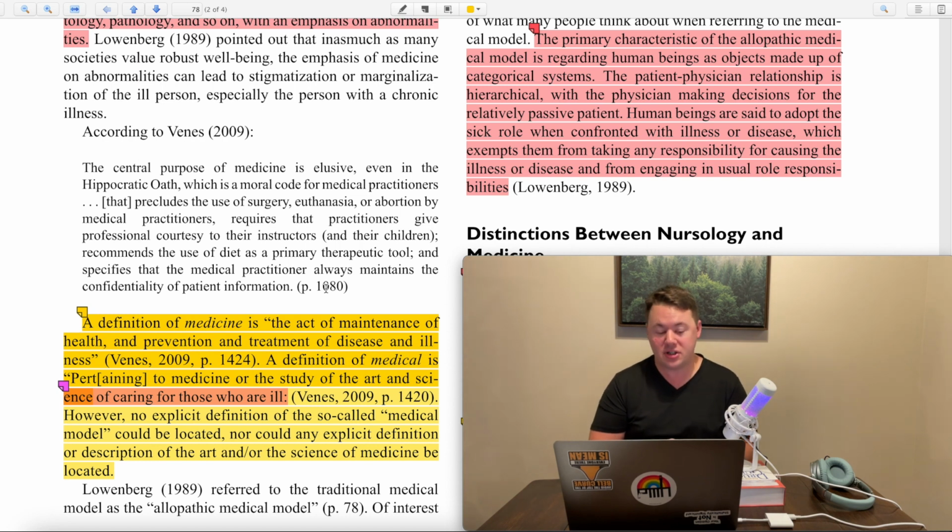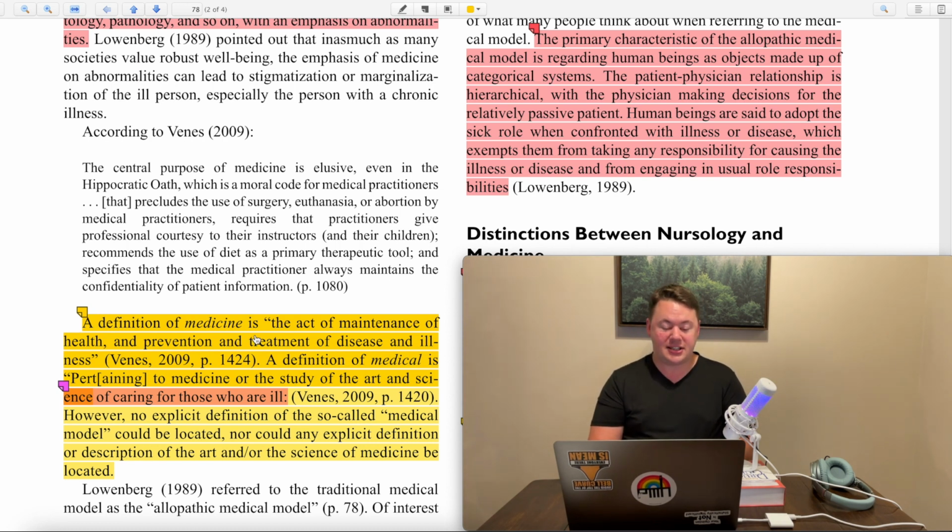I thought that nurses cared for those who are ill. Now, that's not her definition. That is somebody else's definition. That's Wien's 2009, which is just the Cyclopedic Medical Dictionary, for whatever that's worth. So, just setting that aside for a second, a definition of medicine is the act of maintenance of health, prevention and treatment of disease and illness.